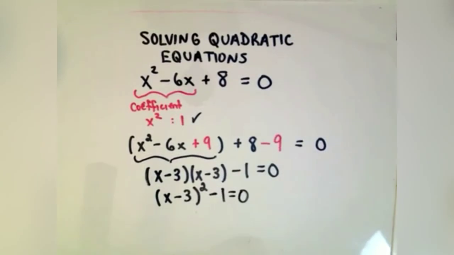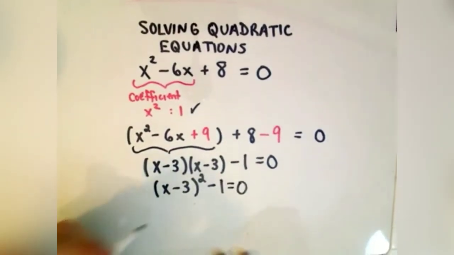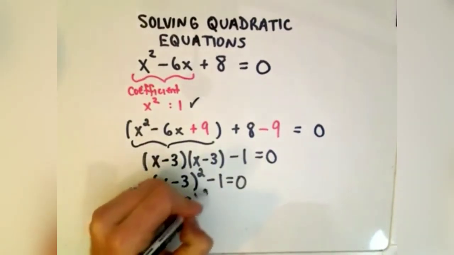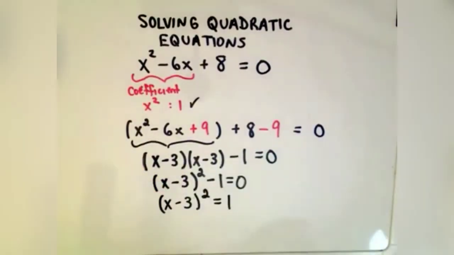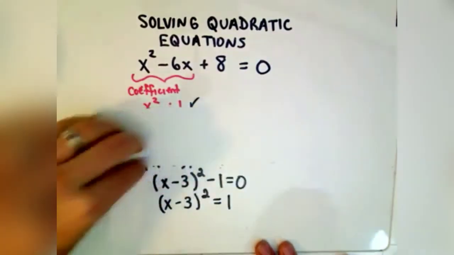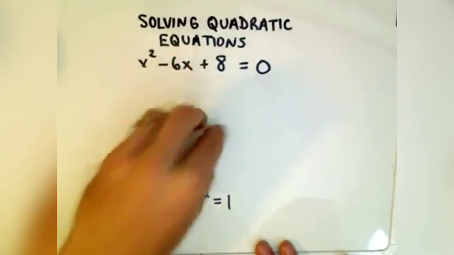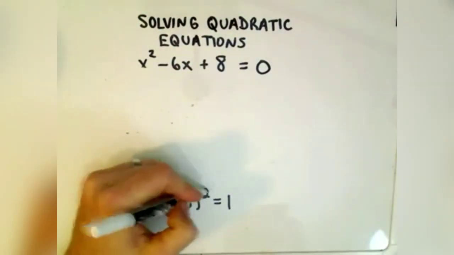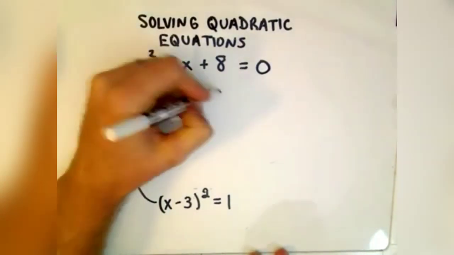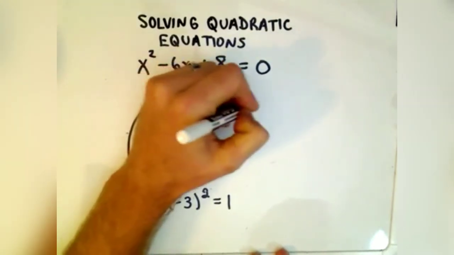Okay, so again, we're trying to solve a quadratic equation here. What we do at this point is simply add the 1 to both sides. So x minus 3 squared equals positive 1. And the whole point of solving a quadratic equation by completing the square is getting to the step that we're at right now, because what we're going to do is take the square root of both sides. So if we take the square root of both sides, x minus 3 squared equals the square root of the right side.